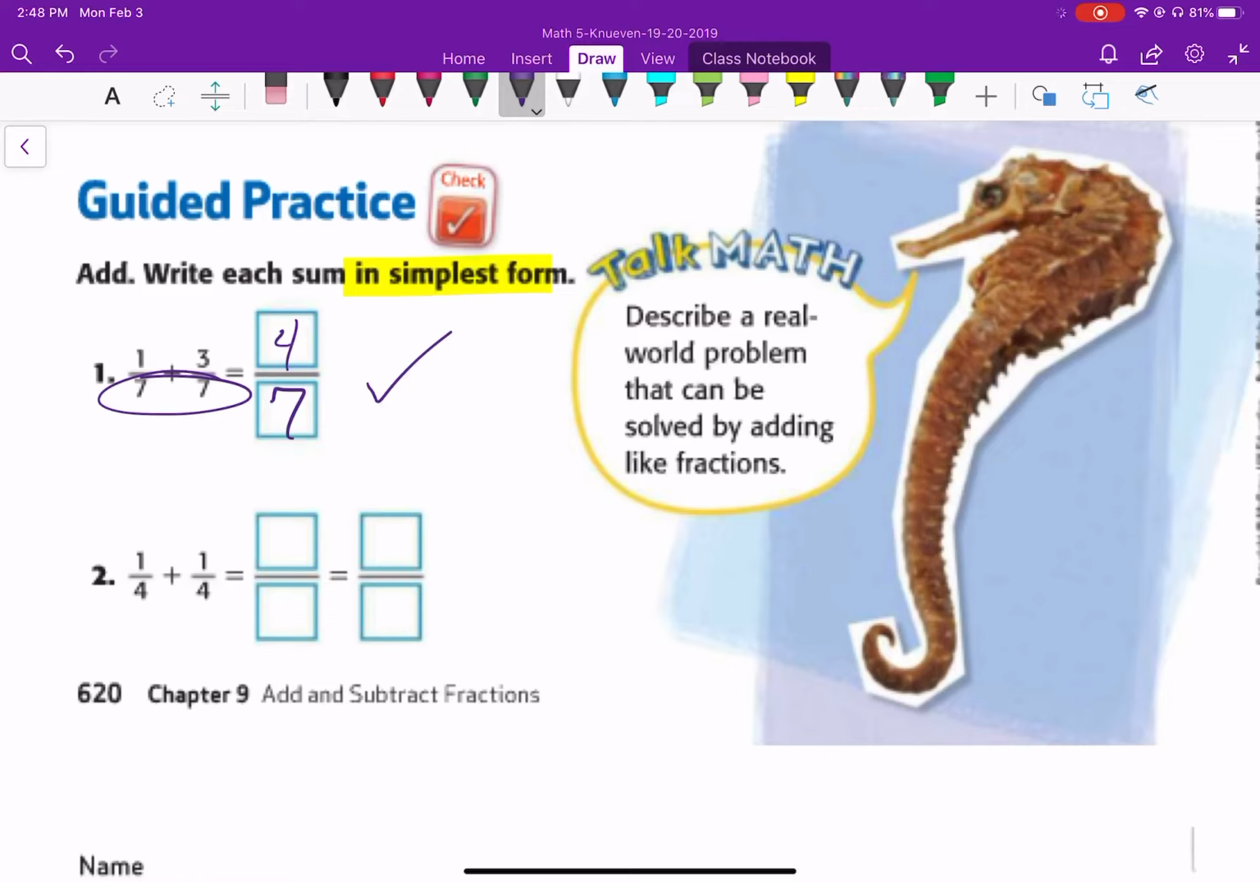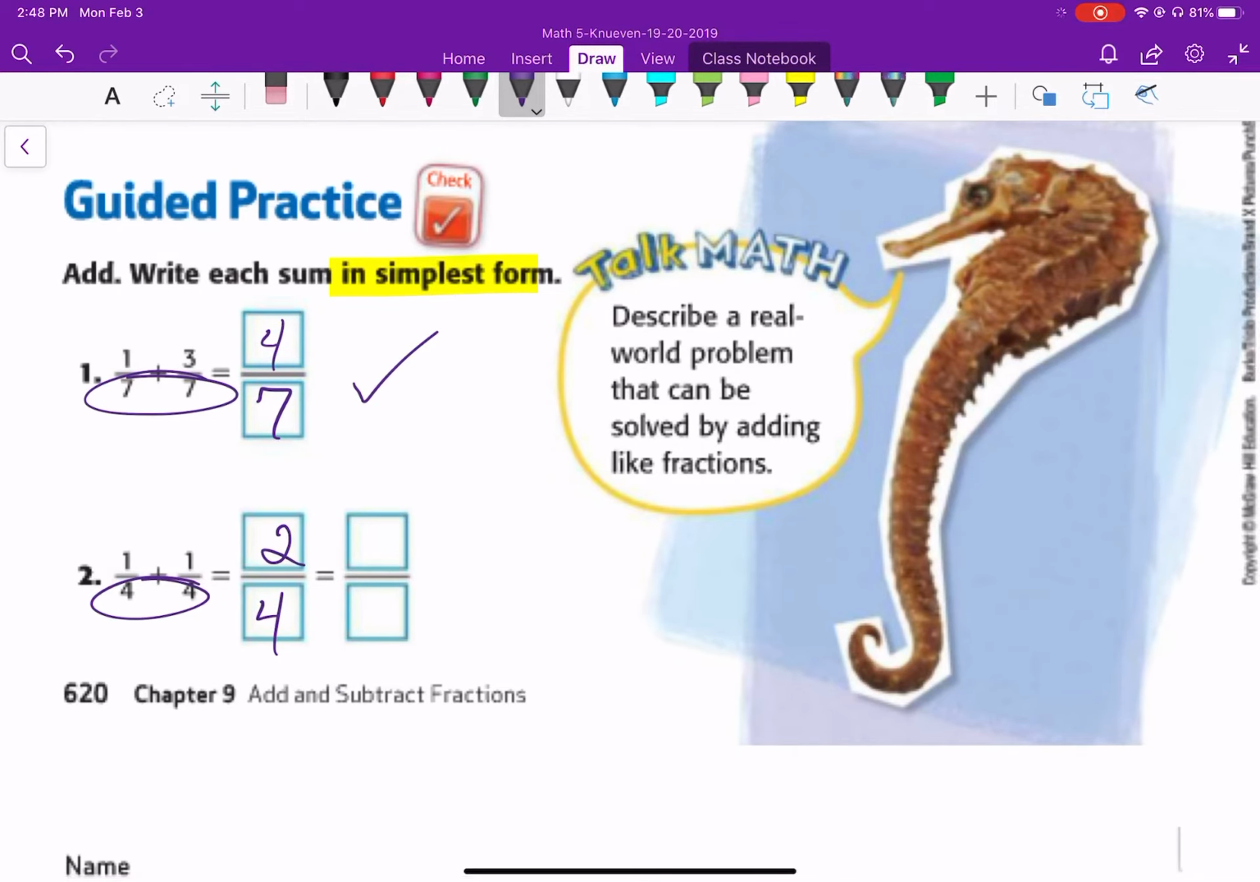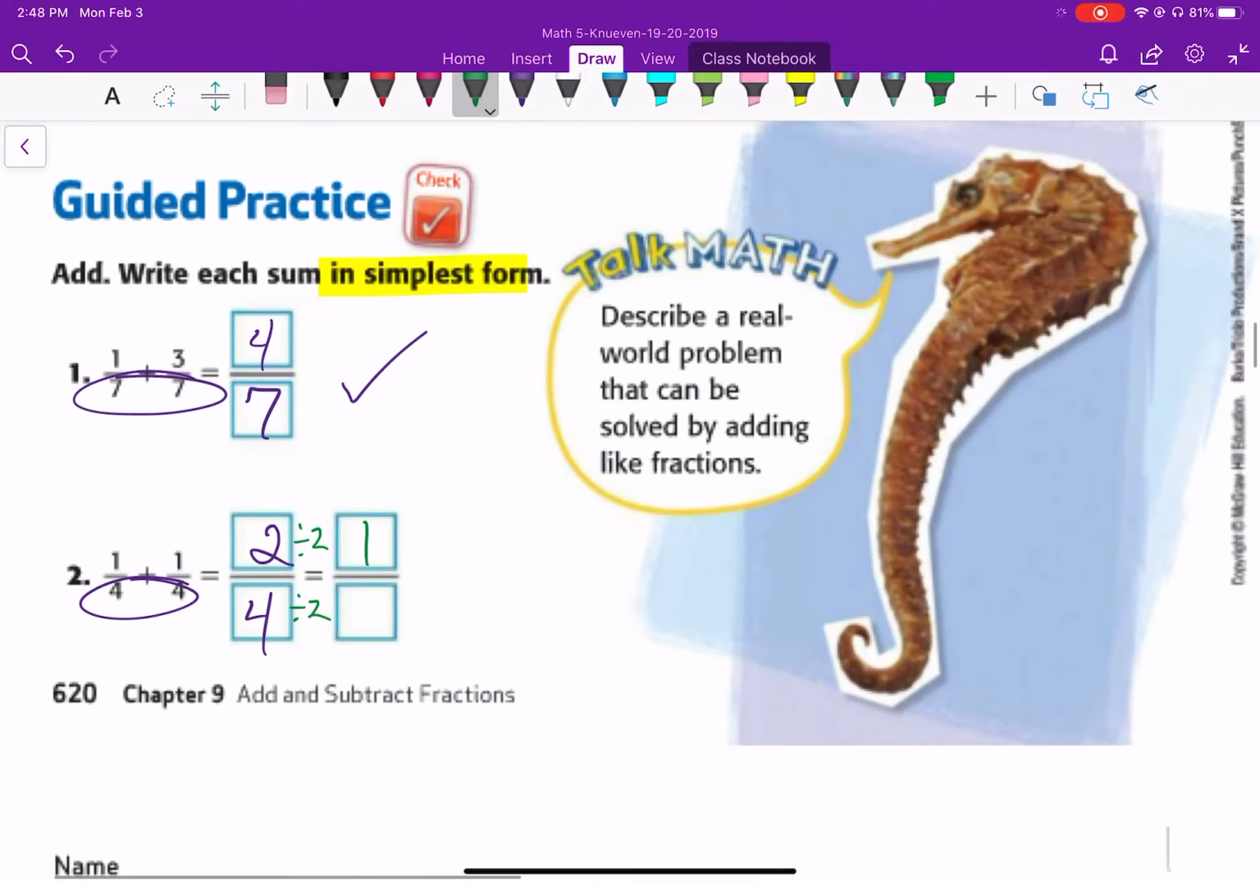Now, 1/4 plus 1/4. Well, because they each have 4 as a denominator, 4 is my denominator, 1 and 1 is 2. 2/4. Now I need to identify, well, I can simplify that by factoring a 2 out. 2 divided by 2 is 1. 4 divided by 2 is 2. And that should be clear, that 2 is half of 4. So 2/4 is equal to 1/2.